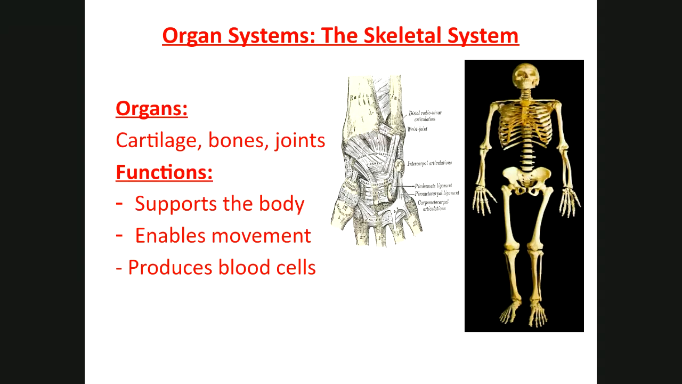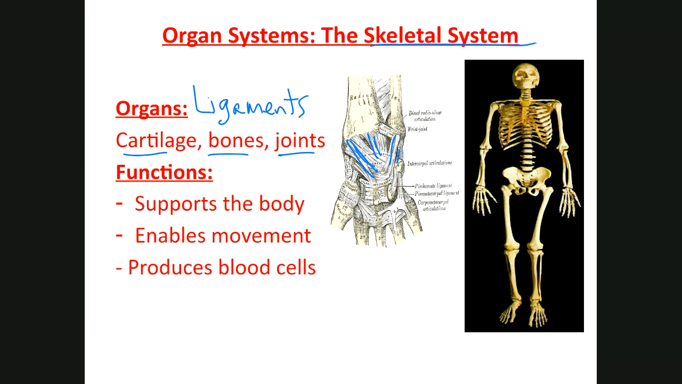The next organ system that we look at is the skeletal system. These are the organs. There is one organ missing from this list, which needs to be added, and that is ligaments. Ligaments are these structures that bind bone to bone, and ligaments are part of the skeletal system.